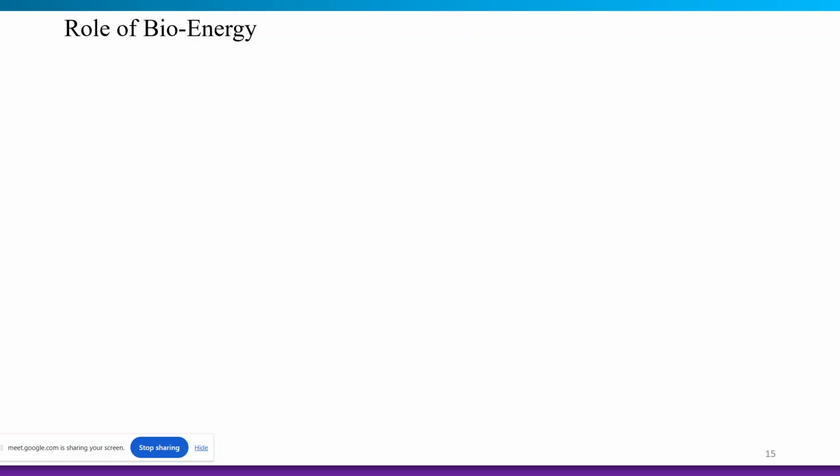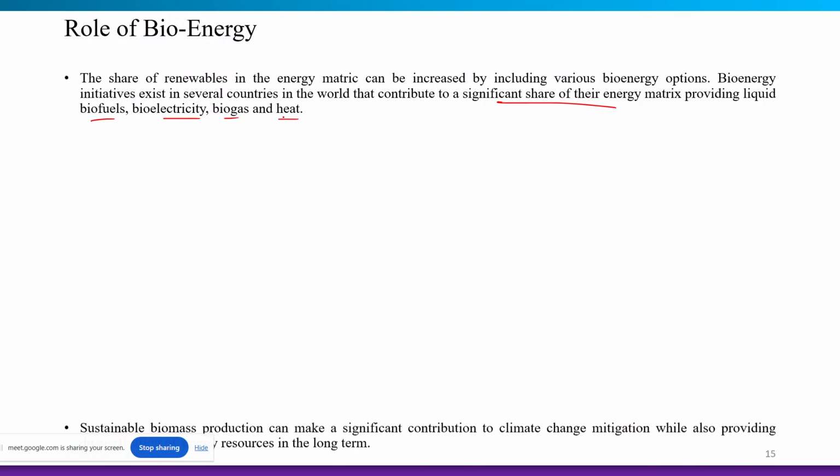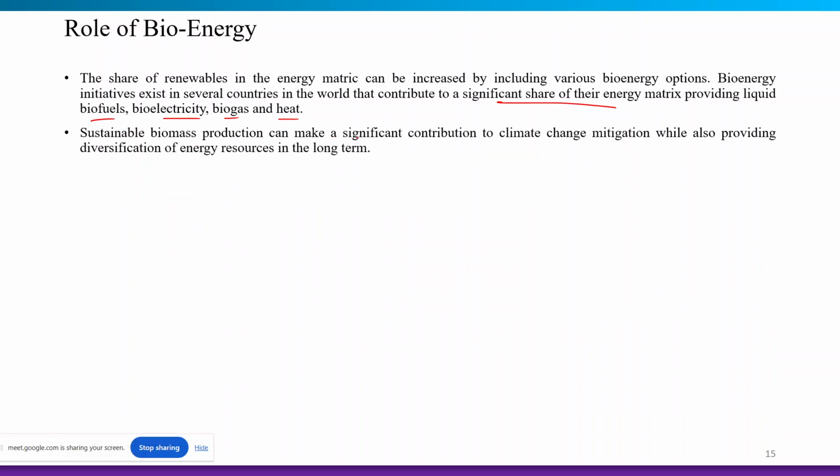So now I'll be discussing the role of bioenergy, that I already discussed, how it is taking an important role. But coming to the economy and other products, let's discuss one by one. The share of renewables in the energy matrix can be increased by including various bioenergy options. Bioenergy initiatives exist in several countries in the world that contribute a significant share of their energy matrix, providing liquid biofuels, bioelectricity, biogas, and heat. Sustainable biomass production can make a significant contribution to climate change mitigation, also providing diversification of the energy resources in a long term vision.